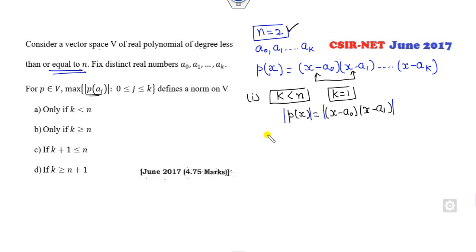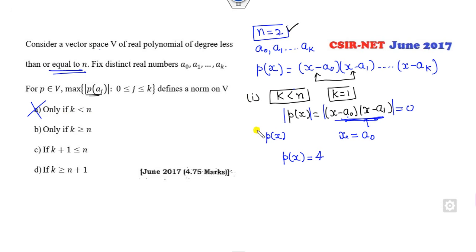It means you have to prove it. Firstly, can you say this number is 0? Yes. If I choose x as a0, then this number will be 0. The right hand side is 0, but p may or may not be 0. How? If I simply choose p of x as 4, and substitute x as a0, this value will be 0, but p is non-zero. So this option is cancelled.